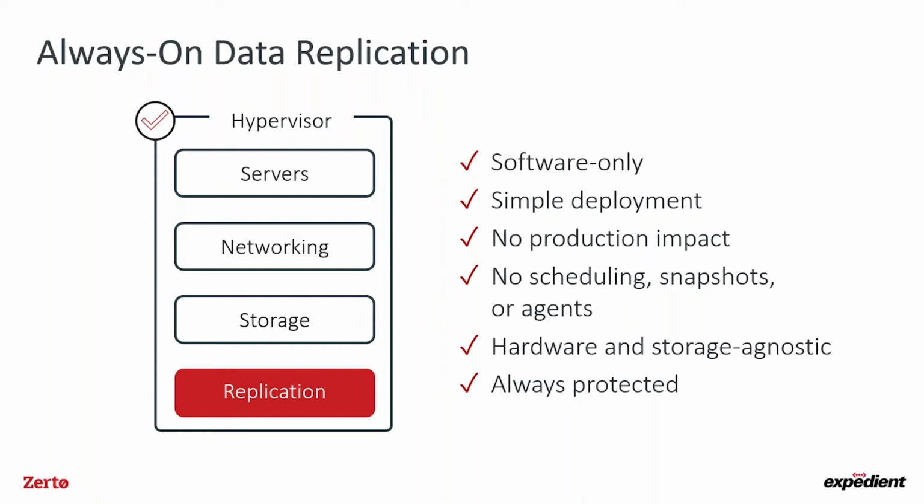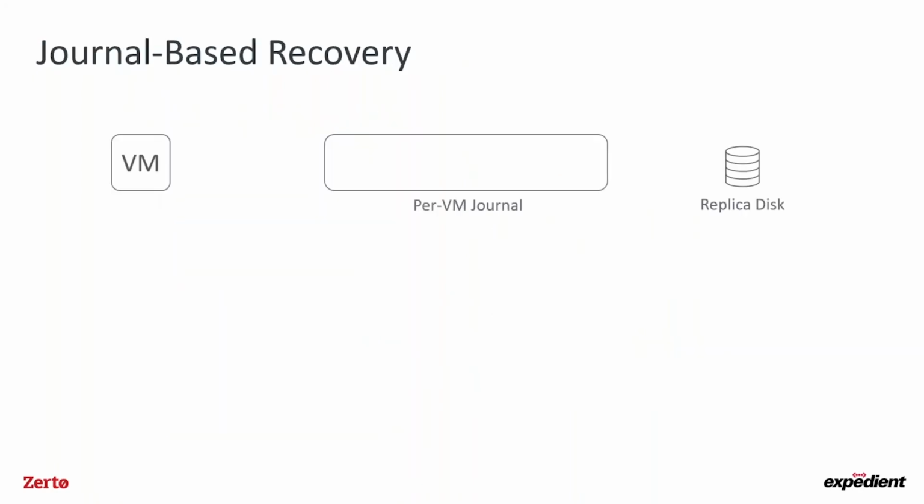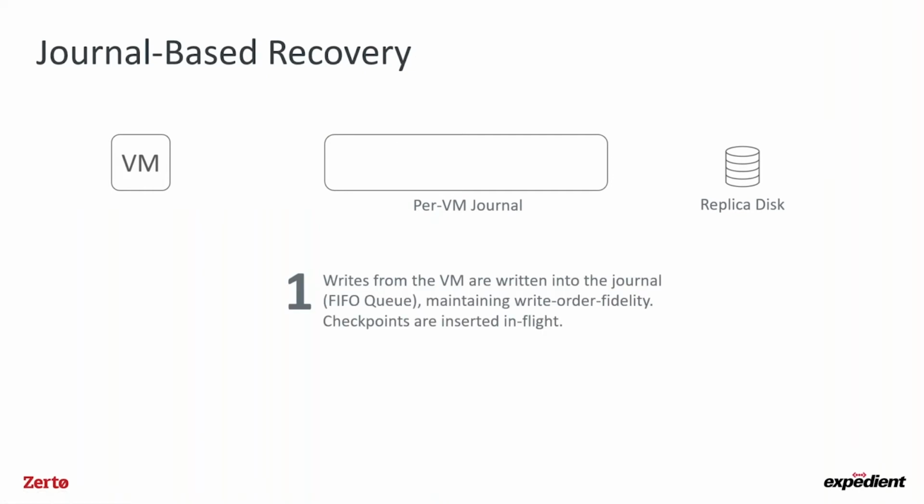and it simply gives you an environment that's always protected by deeply integrating into that hypervisor. Now, how does that replication work? So VMs are generating changes, and all those changes are being captured and sent to a journal. So every VM gets its own journal.